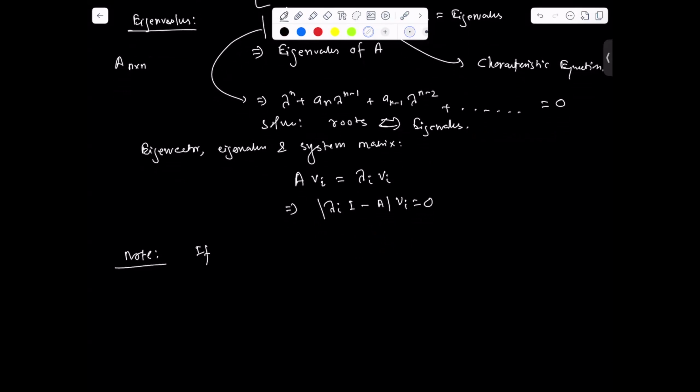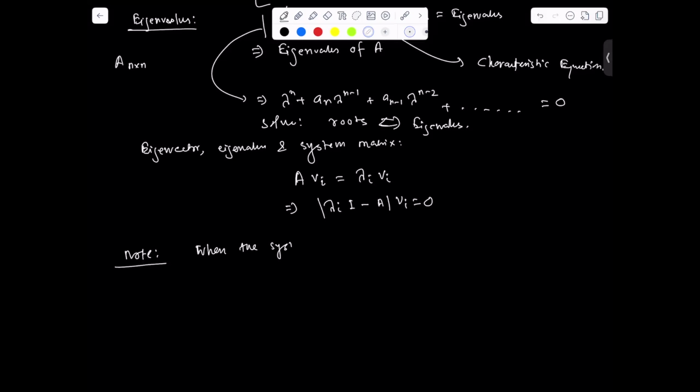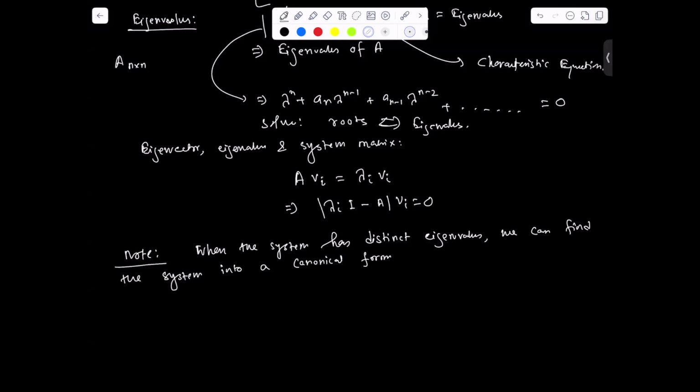Now, this is a very important note: when the system has distinct eigenvalues, we can convert the system into a canonical form, where the state equation will be in decoupled form.